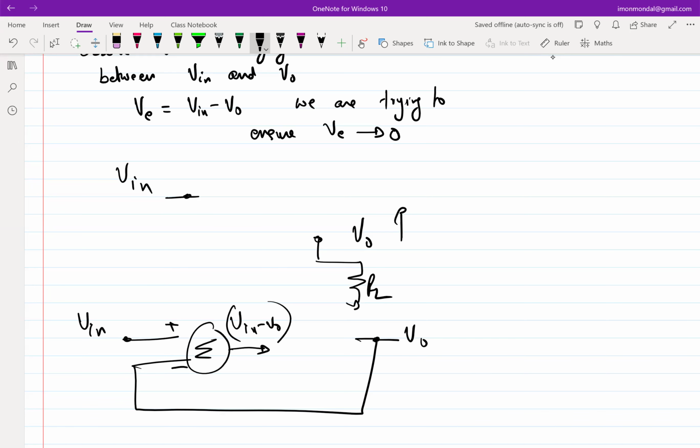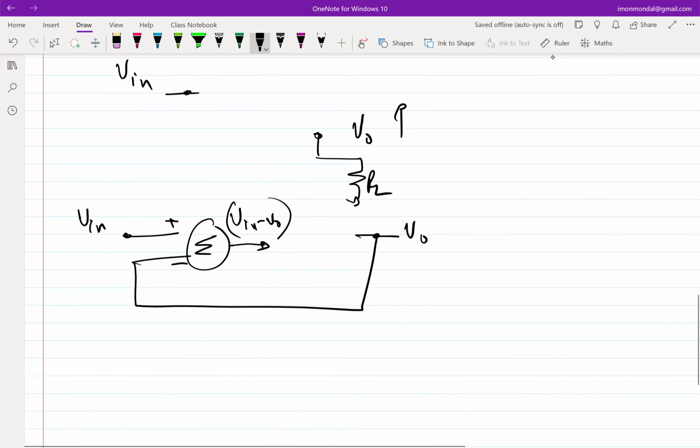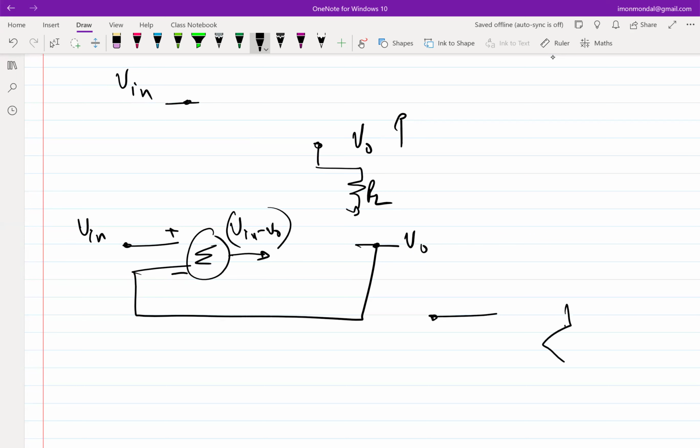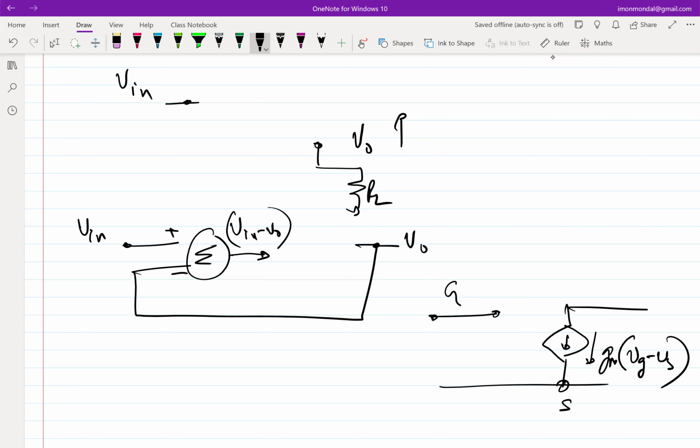What about a GM? What does a GM do? GM is mu n C ox W by L times Vg minus Vs minus threshold voltage, right? So the GM, or in other words, the incremental model of a transistor. So this current is GM times Vg minus Vs in the incremental domain, right? So looks like your transistor itself is a difference generator.